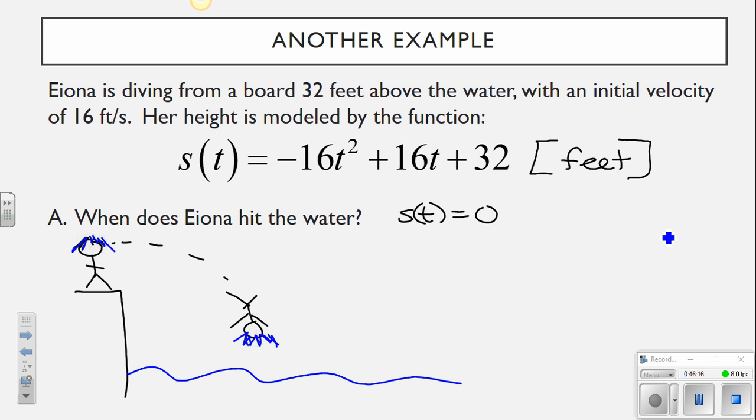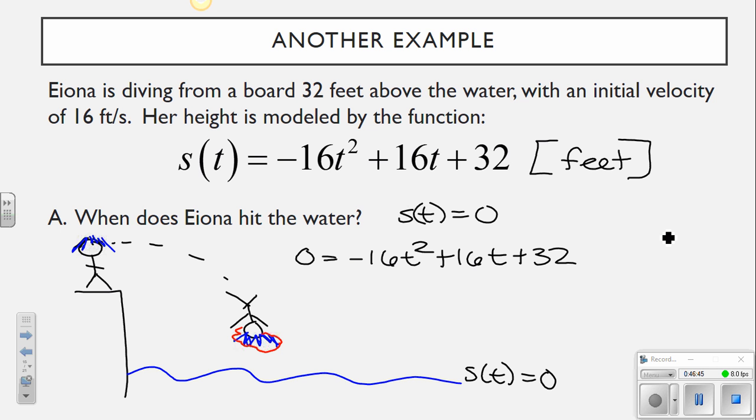Whatever. Don't judge. But anyways, this is when s of t is equal to 0. She has like a force field that's doing this. Air resistance does not exist on this planet. That's true, we ignore that a lot here. So we're going to set 0 equal to negative 16t squared plus 16t plus 32. So when her position equals 0, she's hitting the water.